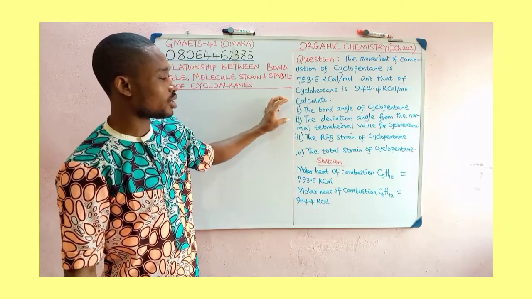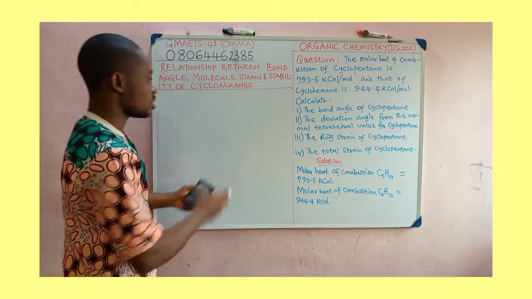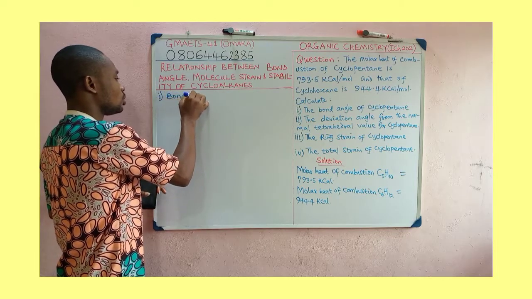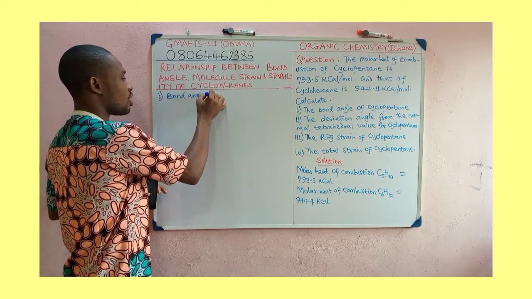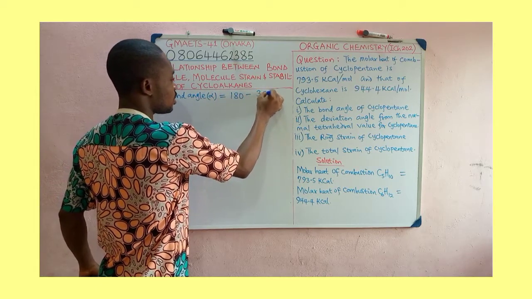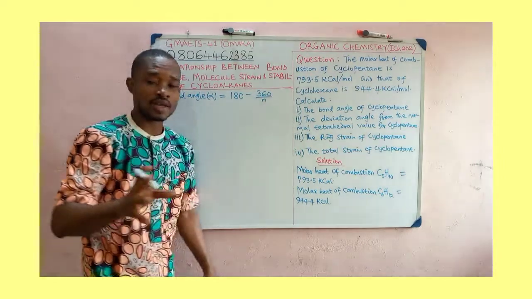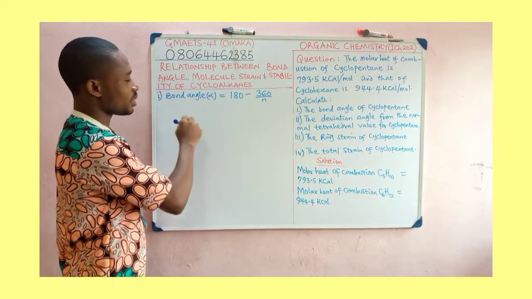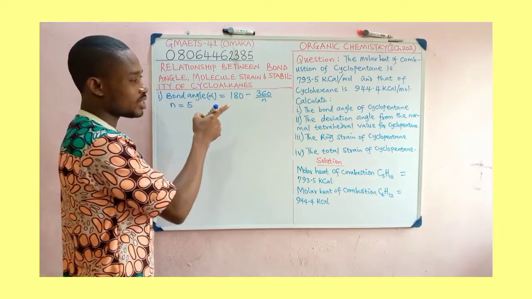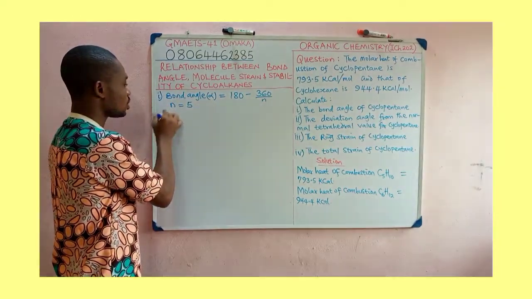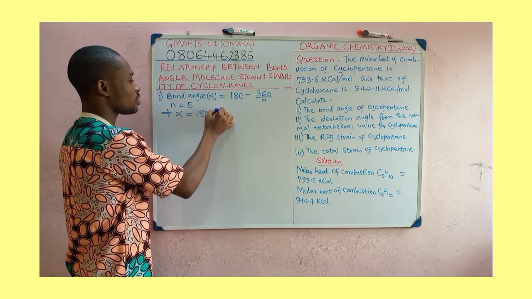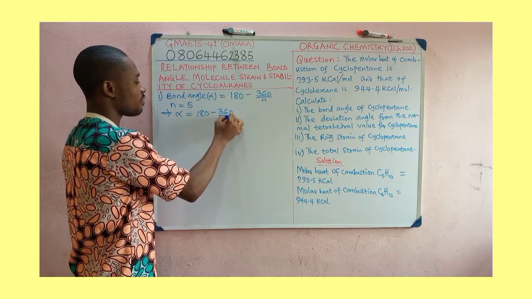Let's look at the bond angle and deviation angle first. So the first part of the question, the bond angle: you would recall that bond angle alpha is given as 180 minus 360 divided by the number of carbon atoms, right? We are calculating for cyclopentane, so N is equal to 5, because cyclopentane has 5 carbons. So the bond angle alpha will be 180 minus 360 divided by 5.